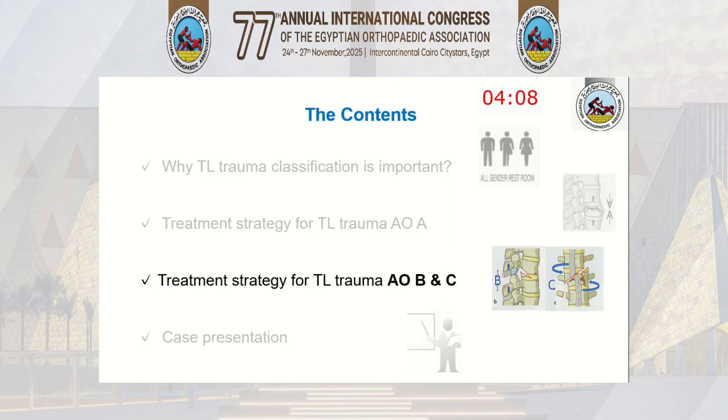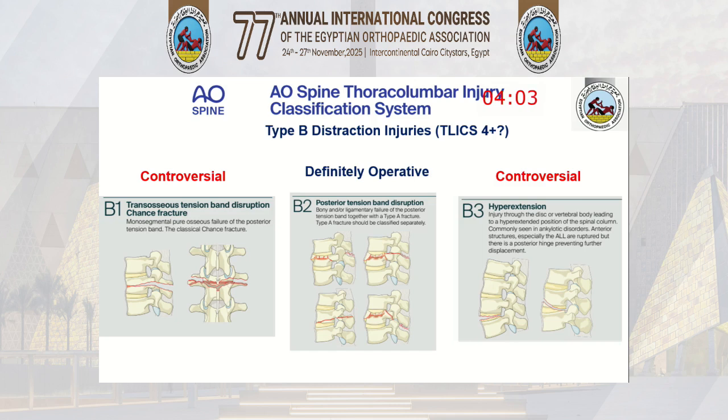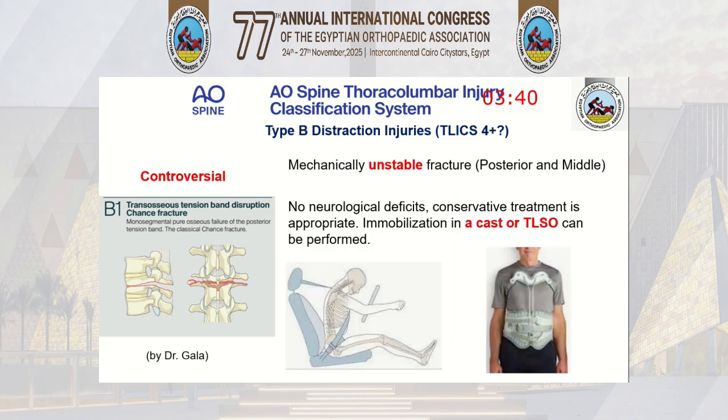So next one is AO types B and C. AO B1, we actually call chance fracture. According to the textbook, chance fracture should be conservative treatment, but sometimes we need surgery. B3 is hyperextension. This is controversial, but usually operation. B2 is definitely operative. So B1, mechanically unstable fracture.